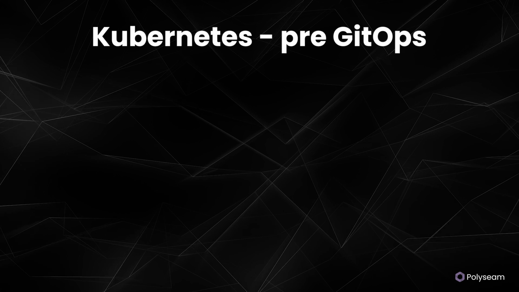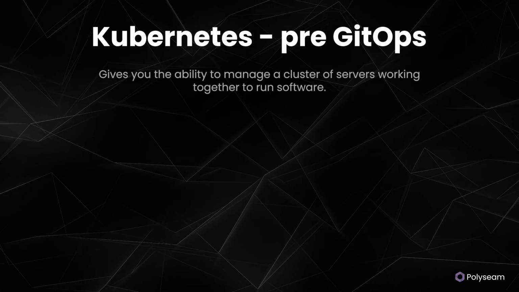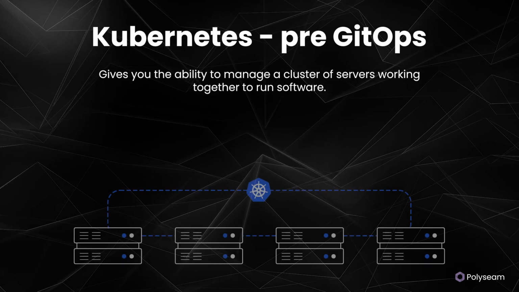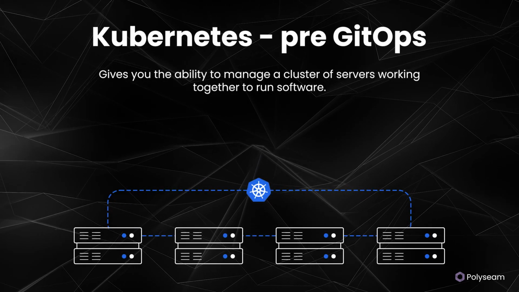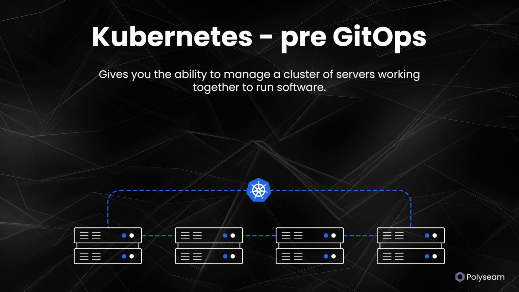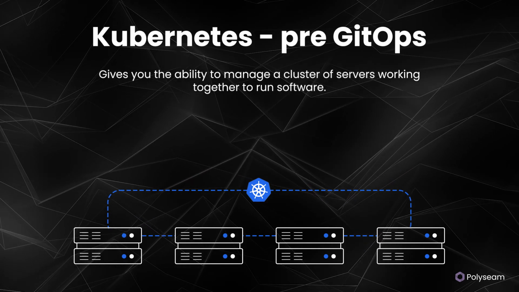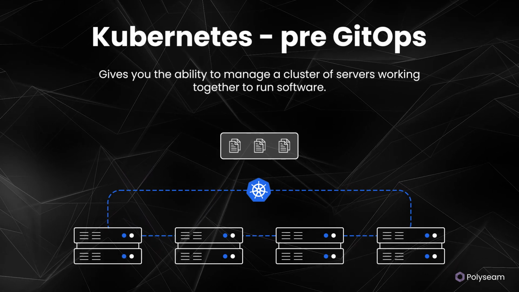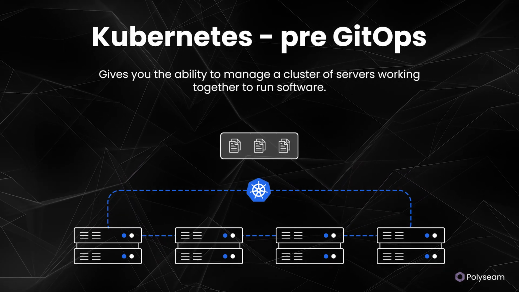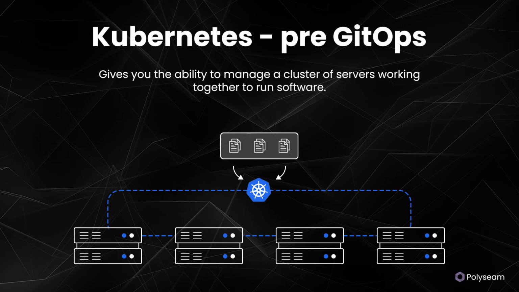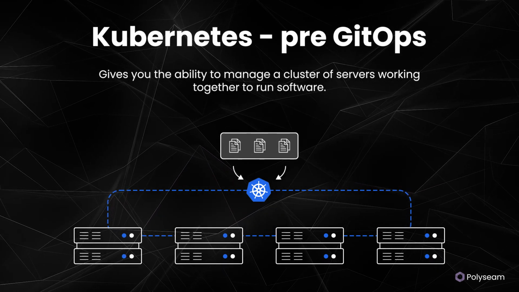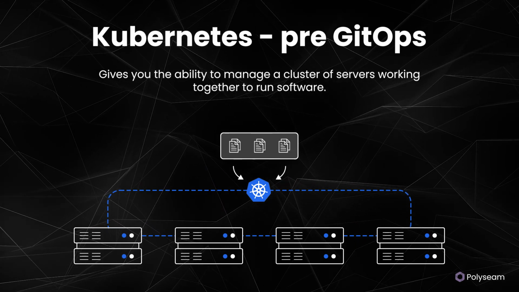Kubernetes is by far the most commonly used platform to deploy applications to the cloud because of its ability to manage a cluster of servers working together to run software. It's also open source and available in every cloud. Kubernetes is managed with configuration files, and traditionally, these files need to be manually applied within the cluster. This means there's no trace of how the cluster has been configured, and the process is very error-prone.